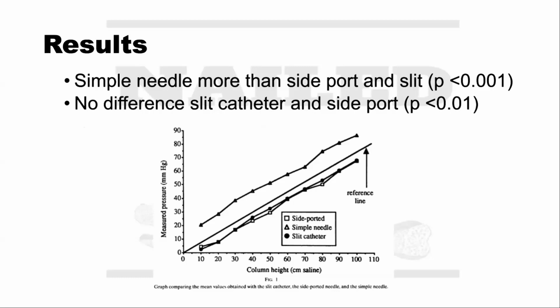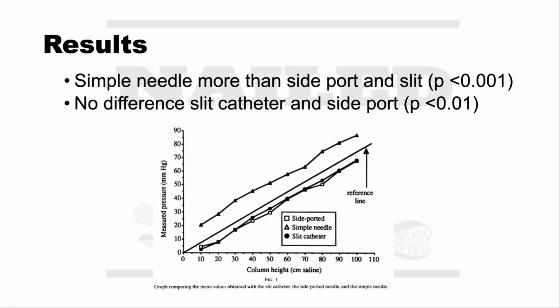Basically, they're taking a look at everything: the side port needle, the simple needle, and the slit catheter. They all had a very nice linear increase in pressures that mirrored that reference line as it goes up. Looking at the simple needle, that 18 gauge needle consistently overestimated the pressure, even at the column height of 10 all the way up to 100. Whereas the side port needle and the slit catheter lines actually mirrored each other very closely. They're very consistent across.